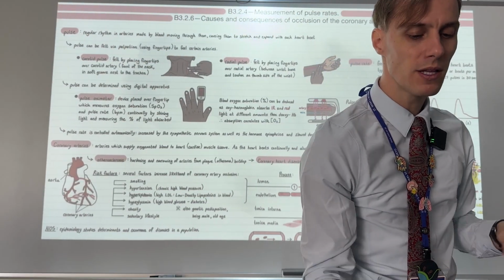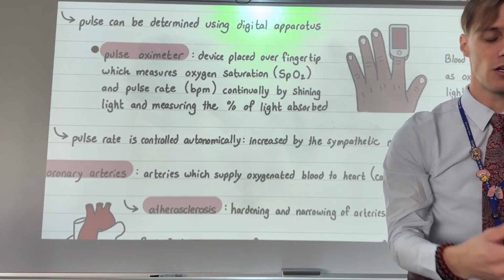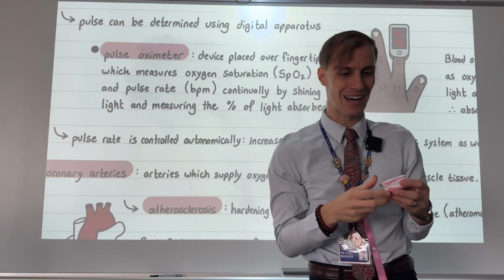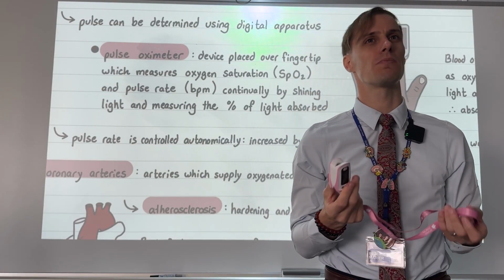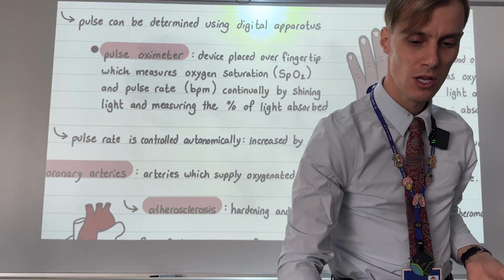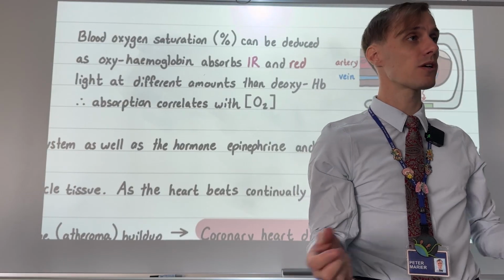Now, if we wanted to measure this using a digital apparatus, then something that we can use is right here. I borrowed this from the school nurse. And this is what's called a pulse oximeter. So I just kind of want to explain to you how a pulse oximeter works, and then we can practice using it. So I just want to go into a little bit of the theory as to how this works.